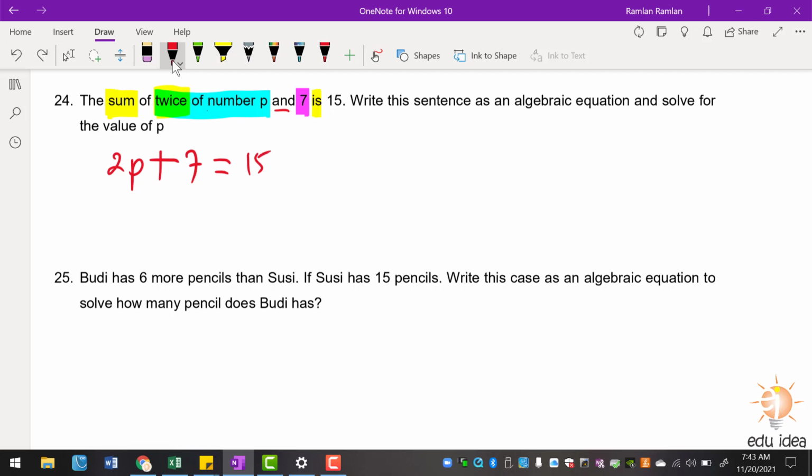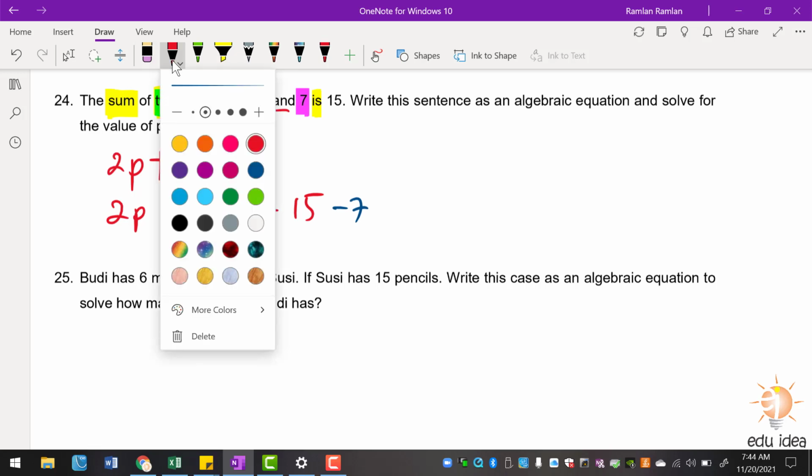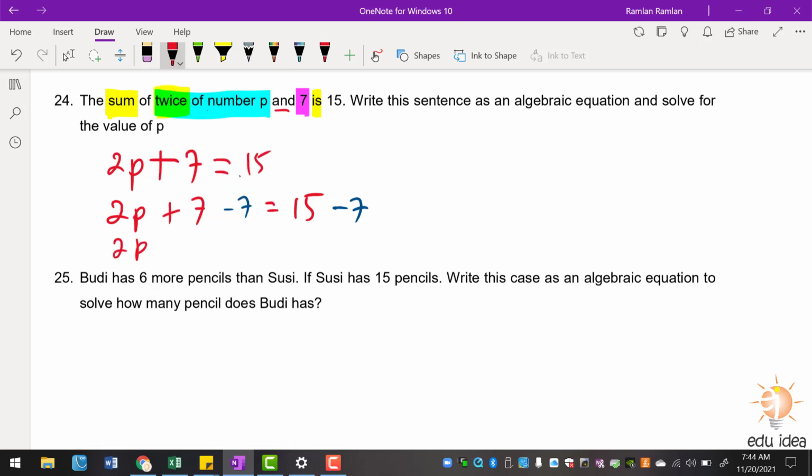So we have this algebraic equation, and we only need to solve it, right? Remember, we have a two-step equation. We're going to get rid of that 7 by subtracting both sides by 7. So I'm subtracting this by 7, subtracting that by 7, and then I will get 2p on the left side, and on the right side we have 15 minus 7 is equal to 8.